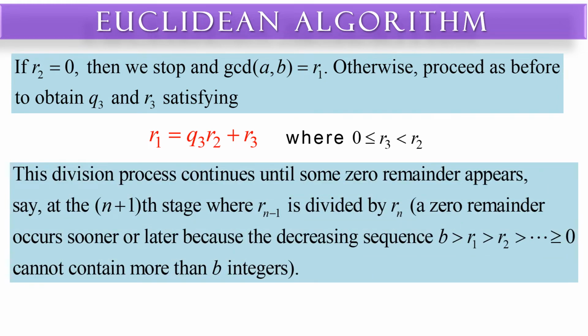This division process continues until some zero remainder appears, say at the n plus 1 stage, where R(n-1) is divided by Rn. A zero remainder occurs sooner or later because the decreasing sequence B is greater than R1, greater than R2, and so on, and is greater than or equal to 0, cannot contain more than B integers.